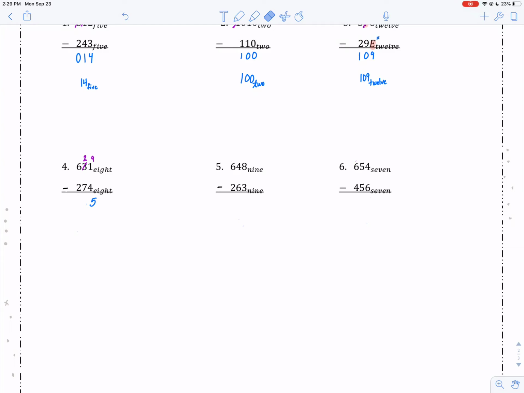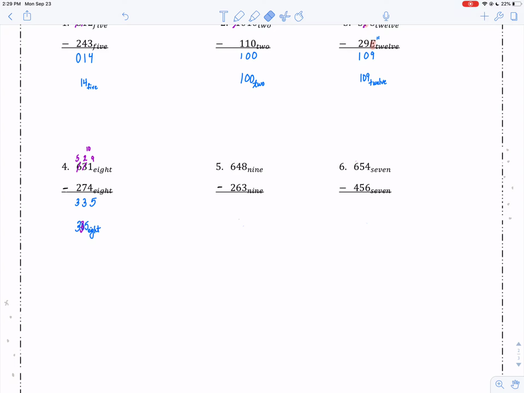Now 2 minus 7, again, I can't do that, so I'm going to borrow from my 6 and get a 5. Now I'm going to add that 8 with the 2. So I get a 10 up there. So 10 minus 7 will give me a 3. And then I can take 2 away from 5. So 5 minus 2 gives me a 3 as well. So my answer is 335 base 8.